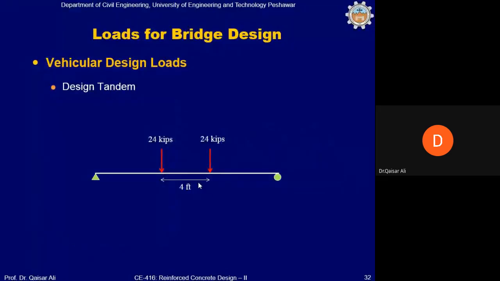Design tandem consists of basically two axles, with each axle having a load of 24 kip. Design tandem has been included to represent very short vehicles having very heavy load. For example, one of the short vehicles with heavy load is an army tank, a short vehicle but having very heavy load.